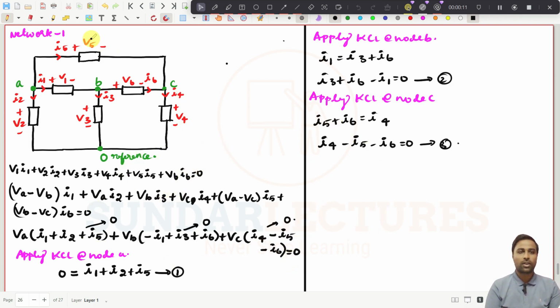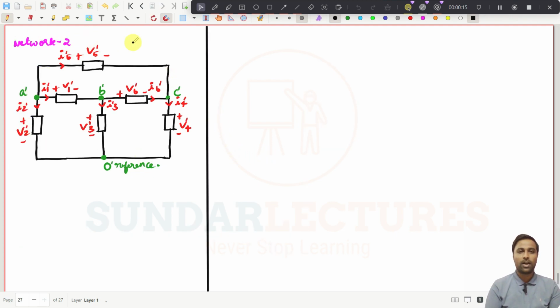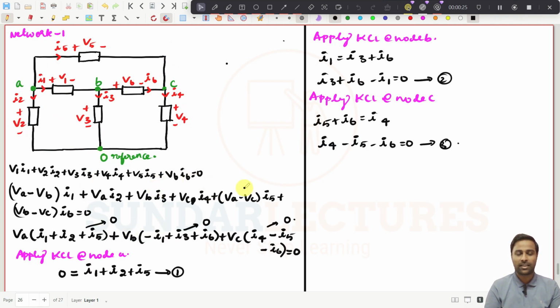network, right? So now you go to the second network, maybe network number 2, and in this network also, you try to write the power balance expression. I am not going to write it down because whatever we have seen in network 1 will be also the same for network 2, because every current direction I have written is the same, right?